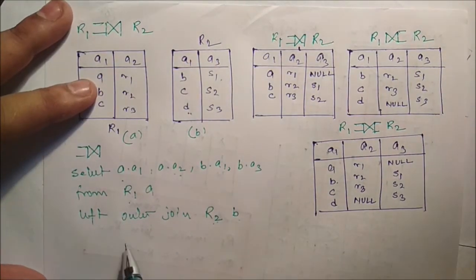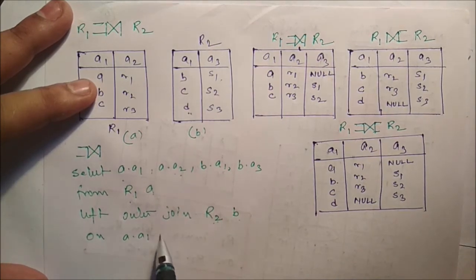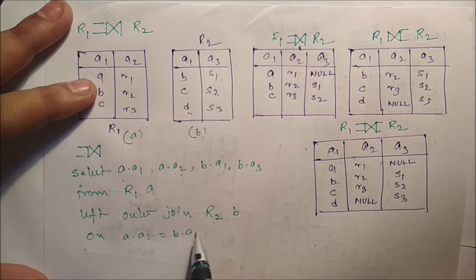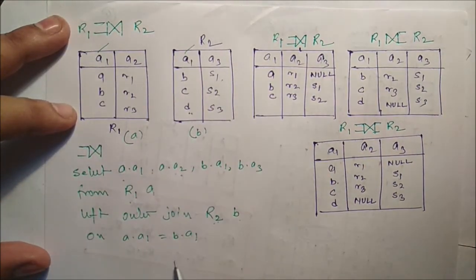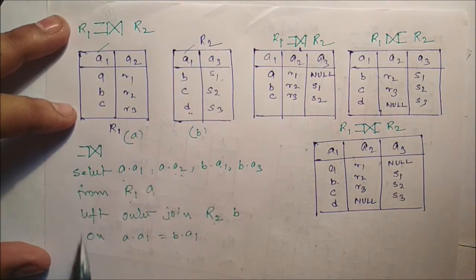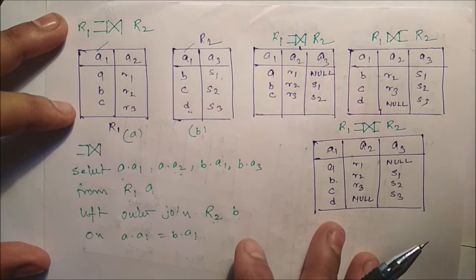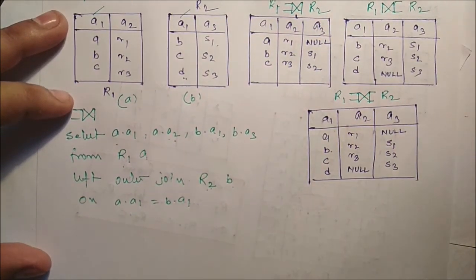Okay. On the condition is what? A.A1 is equal to B.A1. The condition is what? This should be the same. Okay, this is our left outer join, the SQL statement of left outer join. Similarly, the SQL statement of the right outer join.